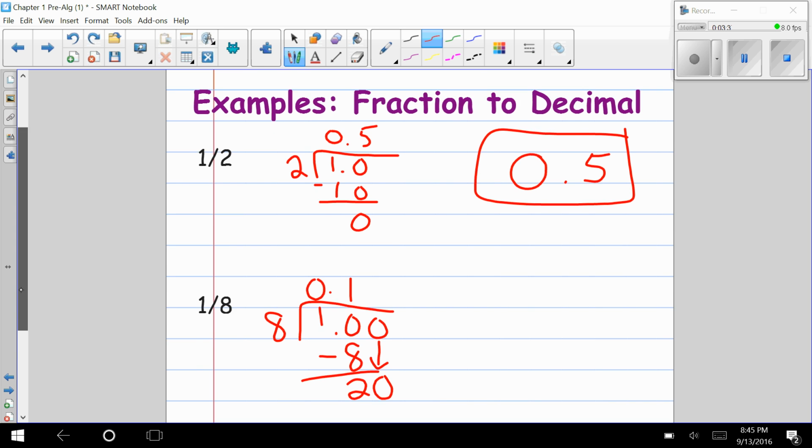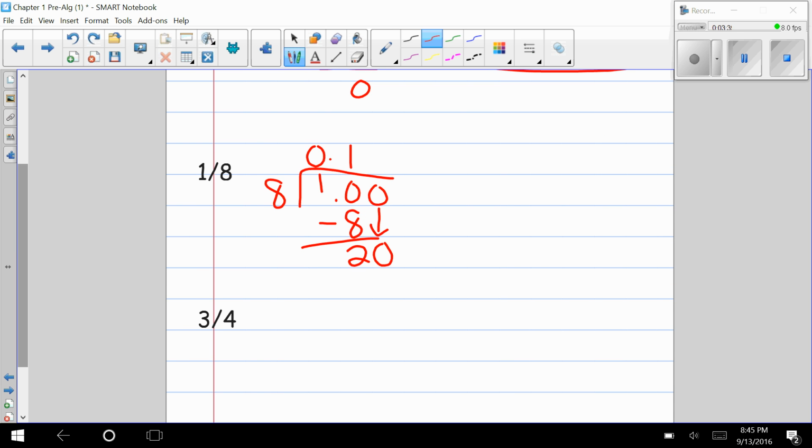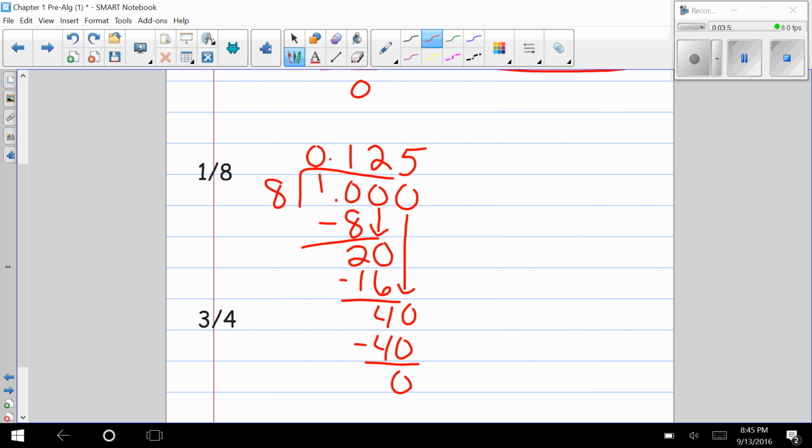So I add a 0 and bring that 0 down. 8 goes into 20 2 times. That is 16. I subtract and I get 4. Add another 0, bring it down. 8 goes into 40 5 times, and that is 40. So I am left with nothing left over. My final answer, 1/8, is equivalent to 0.125.